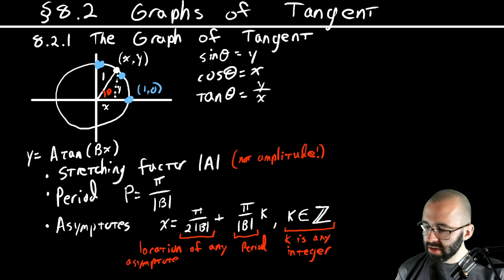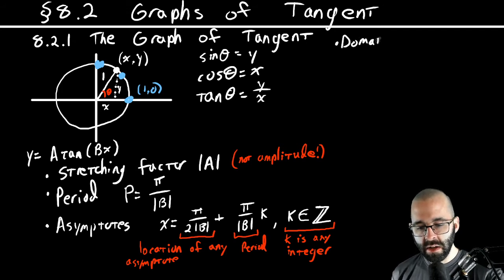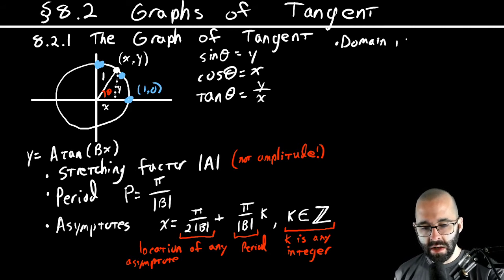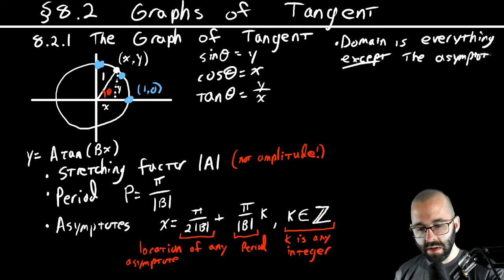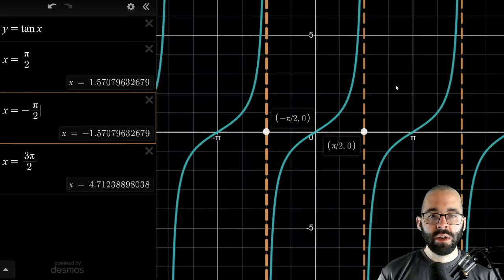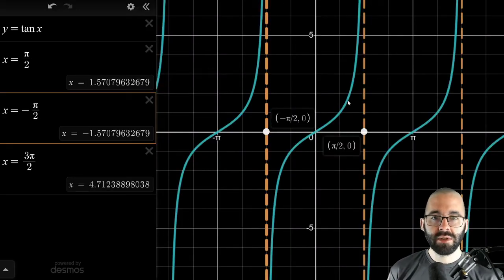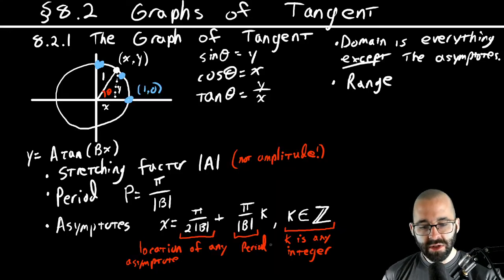A couple other things about tangent's graph. The domain is just going to be everything except all of these. Right, domain is everything except the asymptotes. Range. What is the range? Range is all the y values. Well, look at this graph. It goes off to positive infinity, goes off to negative infinity, hits everything in between. The range is all real numbers.